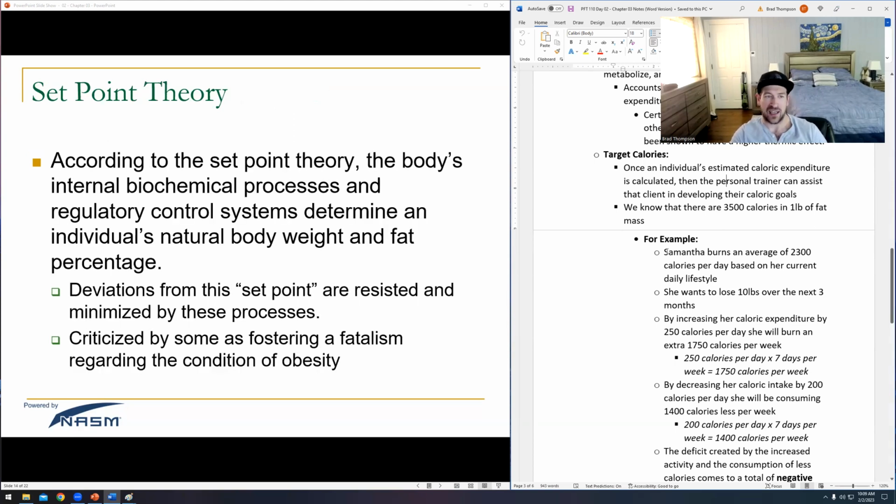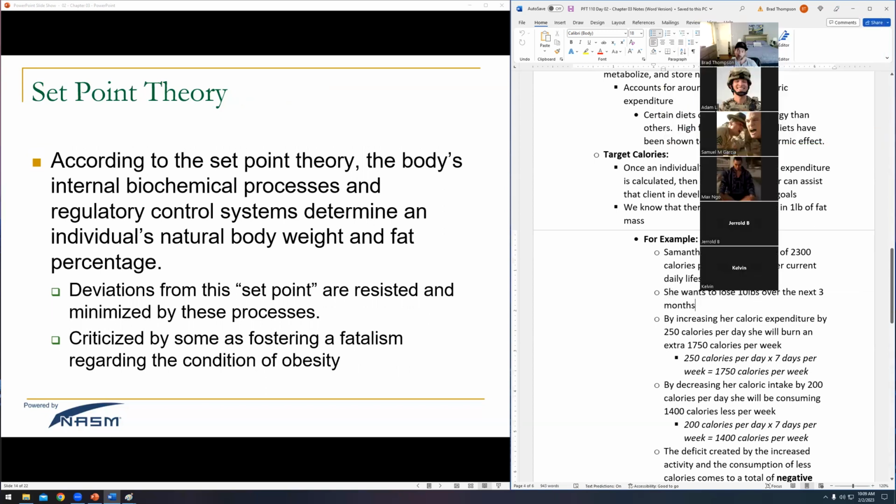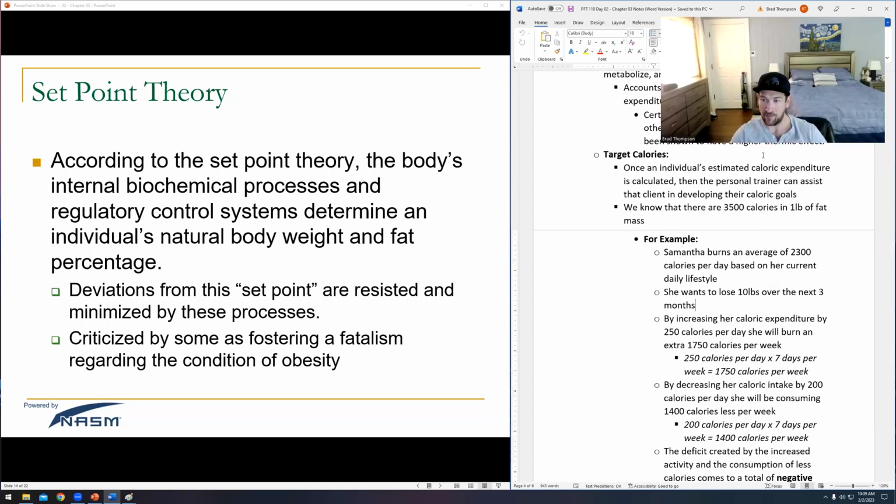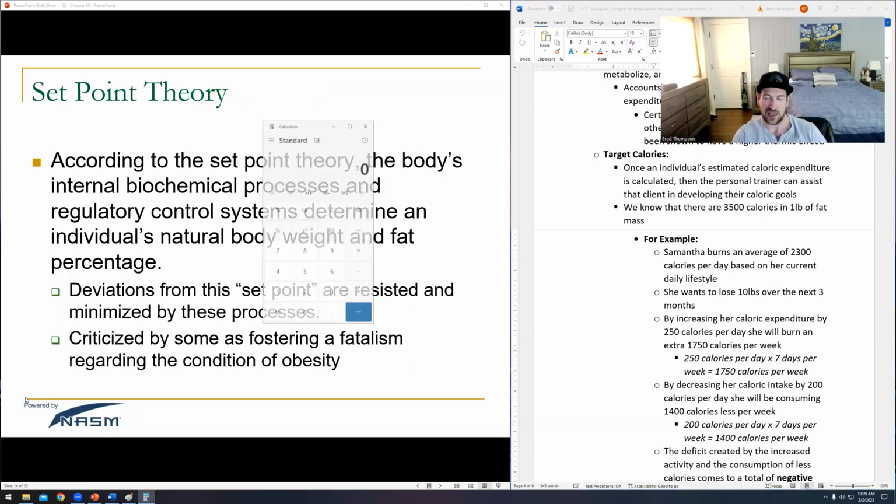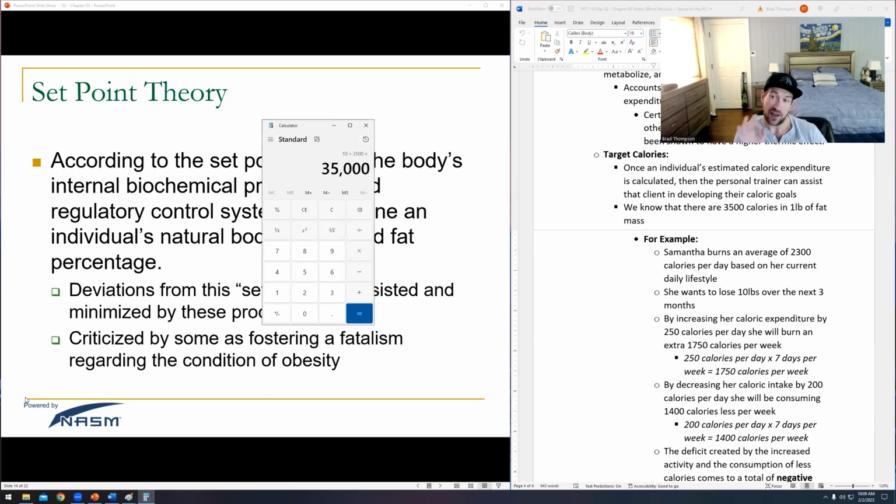So let's say our client Samantha here. She burns an average of 2,300 calories per day based on her current daily lifestyle. Now she wants to lose 10 pounds and she's giving herself a 3-month goal to do that. So I can figure that out. That's 10 pounds times 3,500 calories. She has a 35,000 calorie deficit goal, and she's got 3 months to do it. That's not too hard to figure out either. That's 90 days, so she needs a 388 calorie deficit per day.